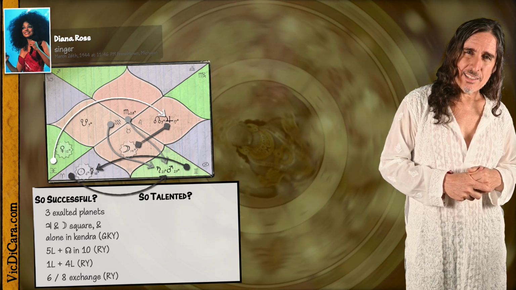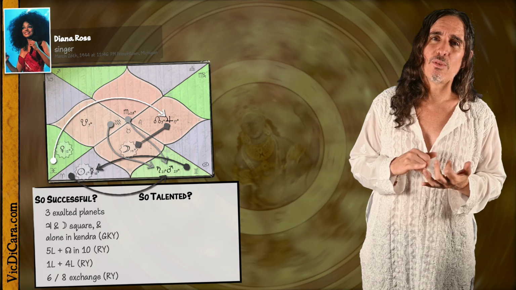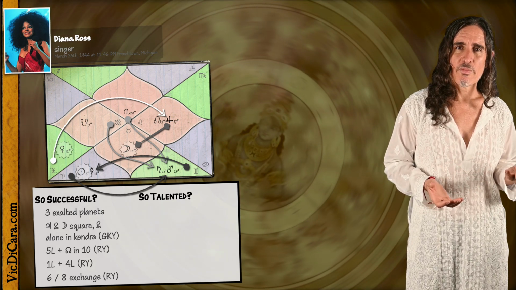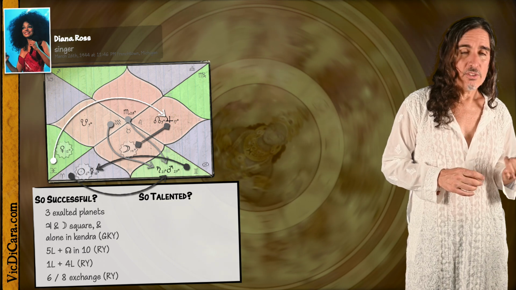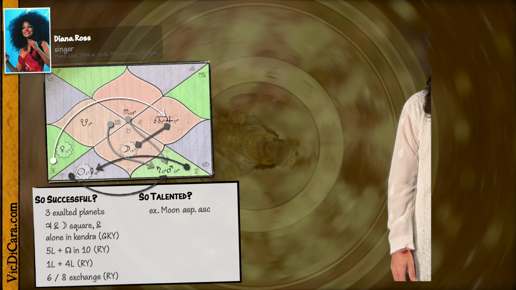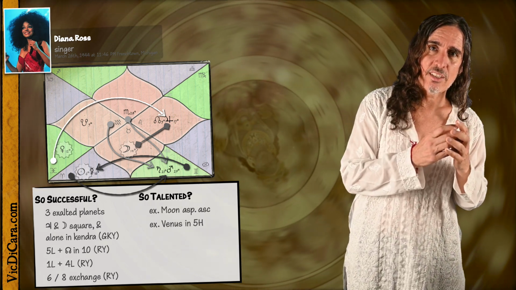How about the talent? Look at the planets that are exalted. Exalted Moon, exalted Venus, and exalted Sun. So she's got an artistic career. That exalted Moon of hers is aspecting her ascendant. It's not to be ignored. That exalted Venus of hers is in her 5th house, the house of creativity.